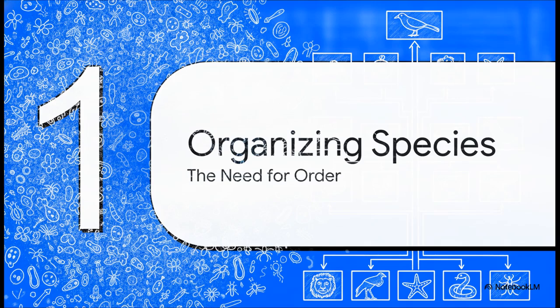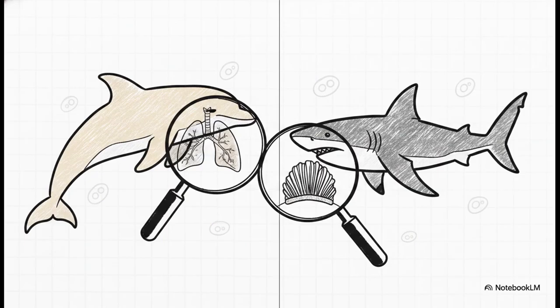Section 1. Organizing 1 million species. The need for order. The big takeaway right off the bat is that we aren't just grouping animals based on how they look on the surface, right? Like a dolphin resembles a shark, sure, but biologically, they are vastly different. Instead, classification is based on fundamental, shared physiological features. We're looking at the hidden architecture, the arrangement of their cells, their body symmetry, the nature of their body cavity, and the specific patterns of their digestive or circulatory systems.